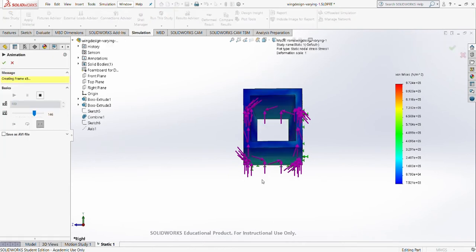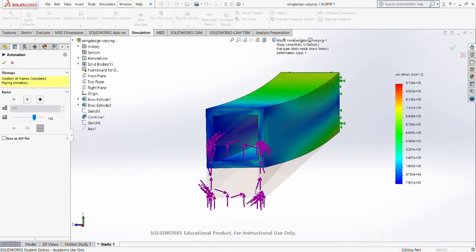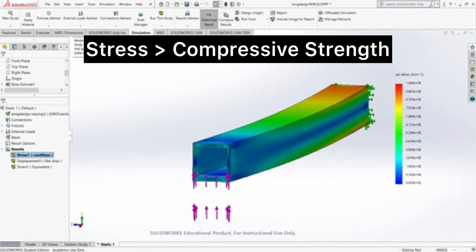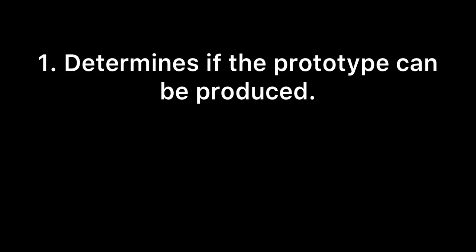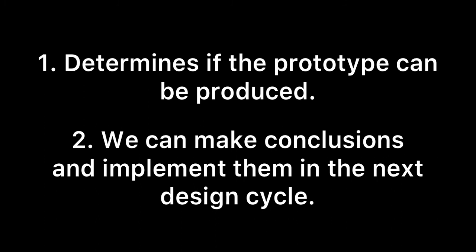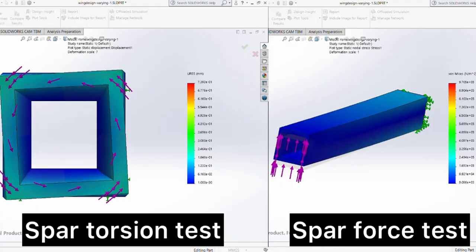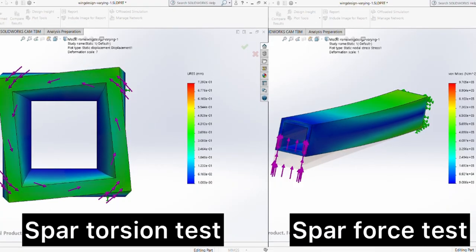After running a few tests on the spar with the initial geometry, it turned out that the design didn't meet the necessary requirements. That's why this stage is particularly important, as it determines if a prototype meets the demands needed to be sent out for production. It is also vital because when the prototype doesn't satisfy the criteria, we can make conclusions about why the part failed and implement what we have learned into the next design cycle. After repeating our cycle, we managed to produce a design that met all the requirements.